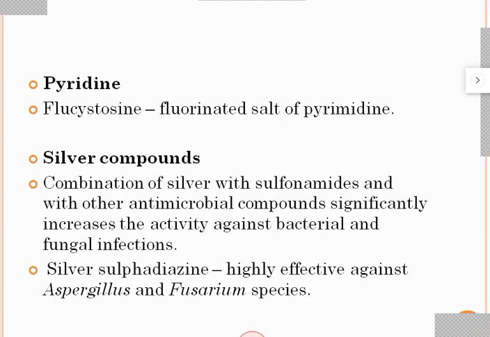The pyrimidine group, in this group, flucytosine, is a fluorinated analogue of pyrimidine. Silver compounds: the combination of silver with sulfonamides and with other antimicrobial compounds significantly increases the activity against bacterial and fungal infections. Silver sulfadiazine is most widely used and highly effective against Aspergillus and Fusarium species.